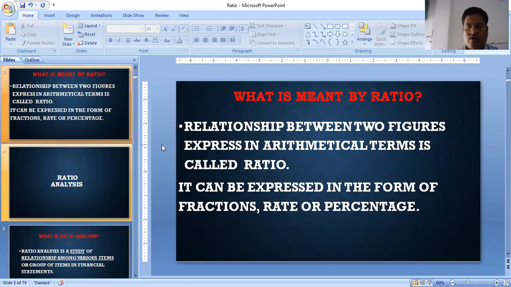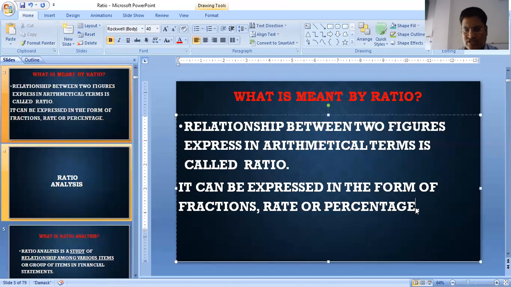What is meant by ratios? First of all, it is a relationship between two figures expressed in arithmetical terms. It can be expressed in the form of fractions, that is in ratios, or in the form of rate, or percentage, or even times. Under times also, ratio can be represented.